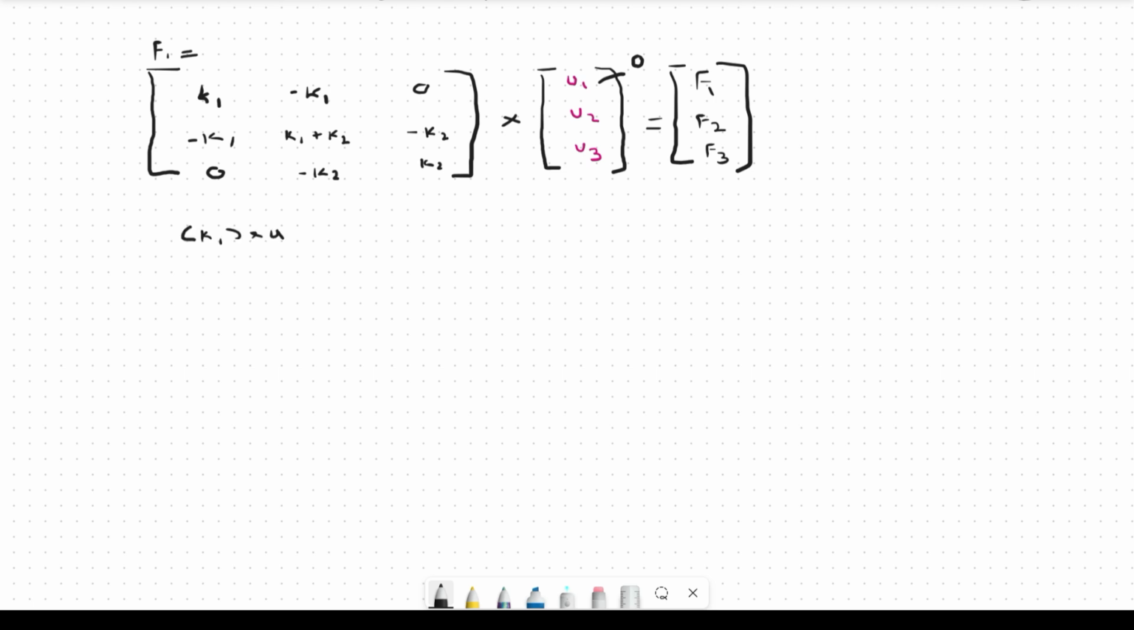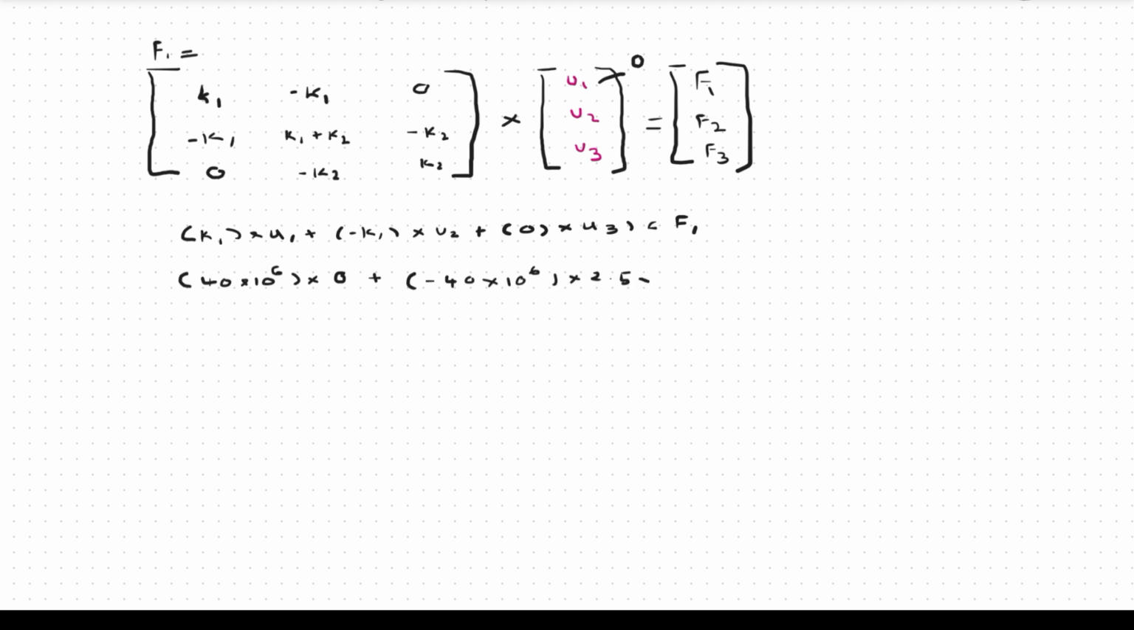Now, just as we've done previously, we're going to use the global stiffness matrix to find F1. So what we want to do is take the top horizontal line, so we're going to do K1 times U1 plus minus K1 times U2 plus 0 times U3, which we're all going to set equal to F1, and we should expect it to be minus 100 kilonewtons, so that the structure is in static equilibrium.